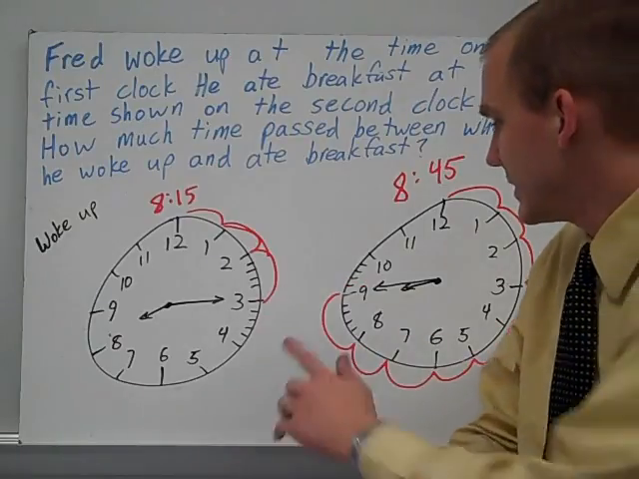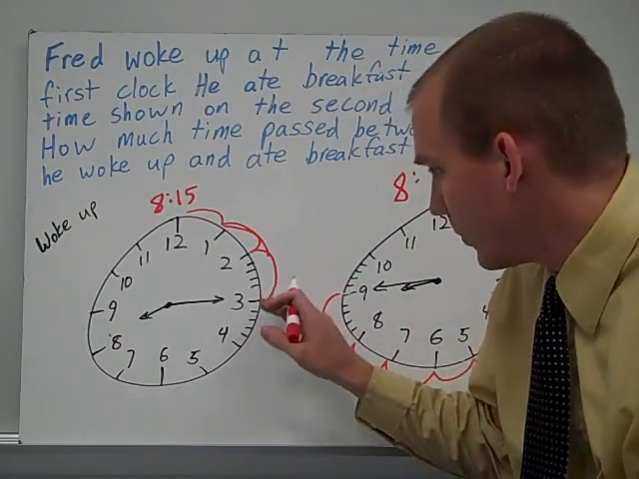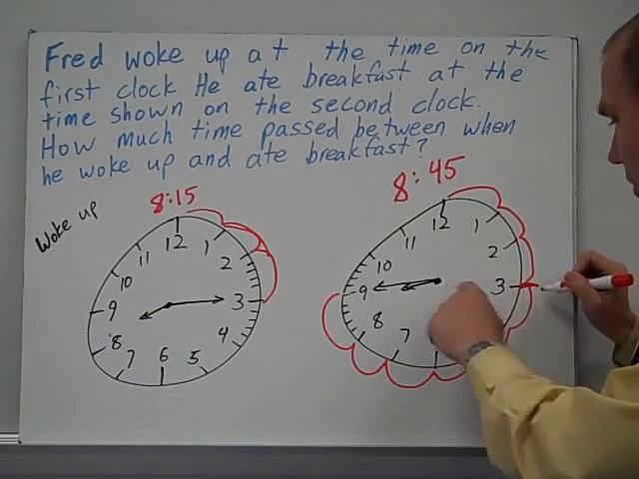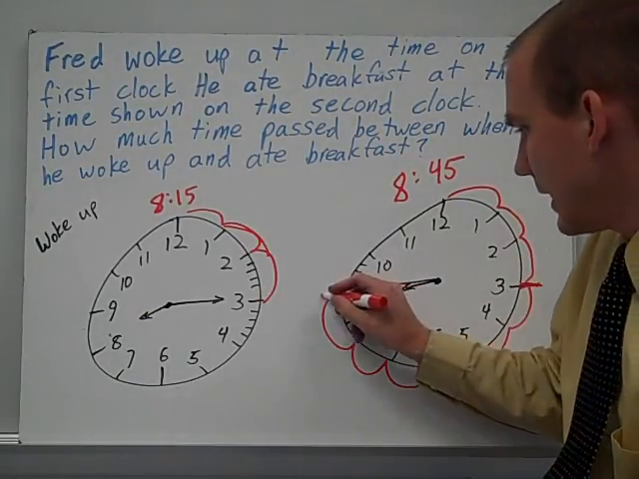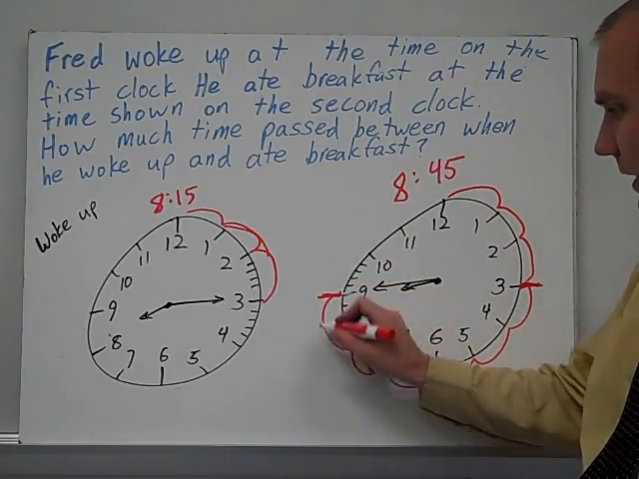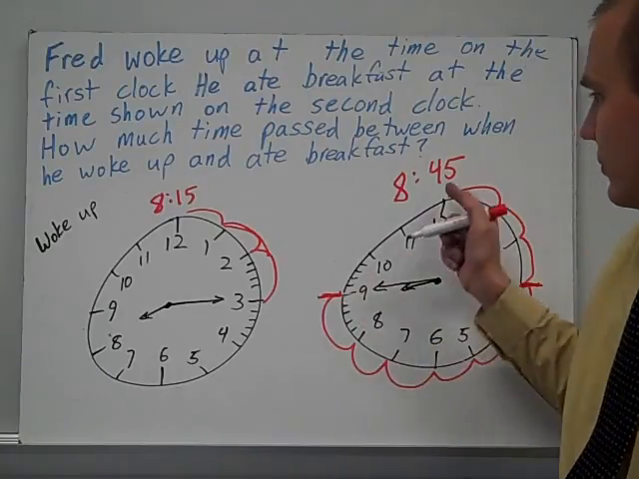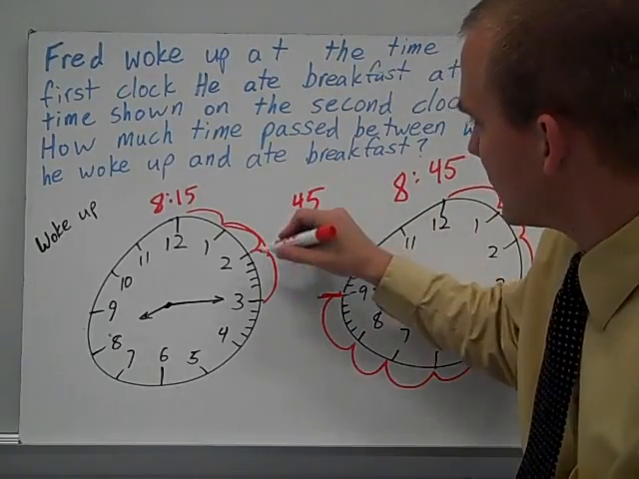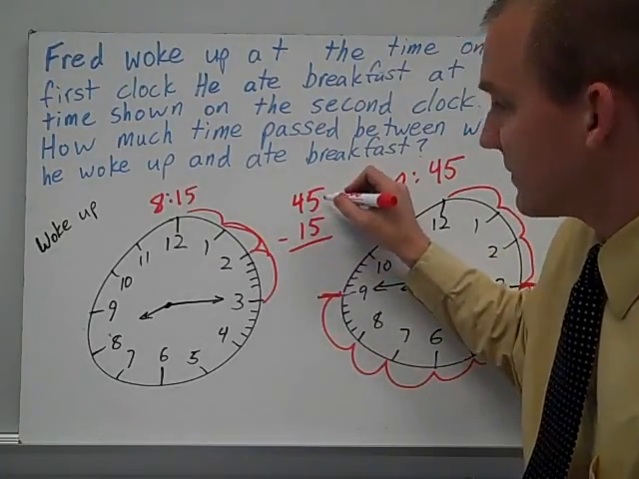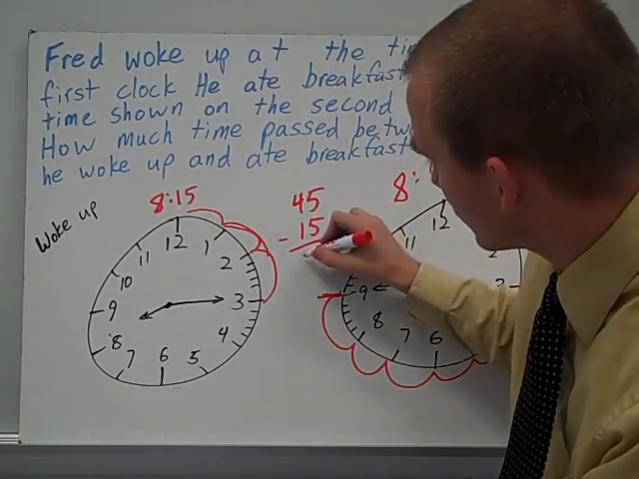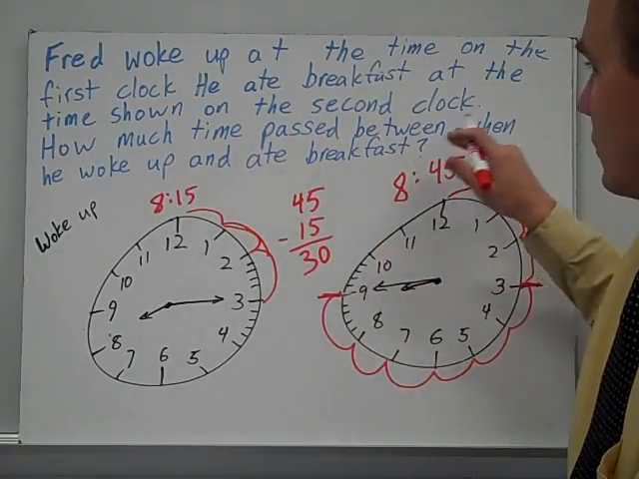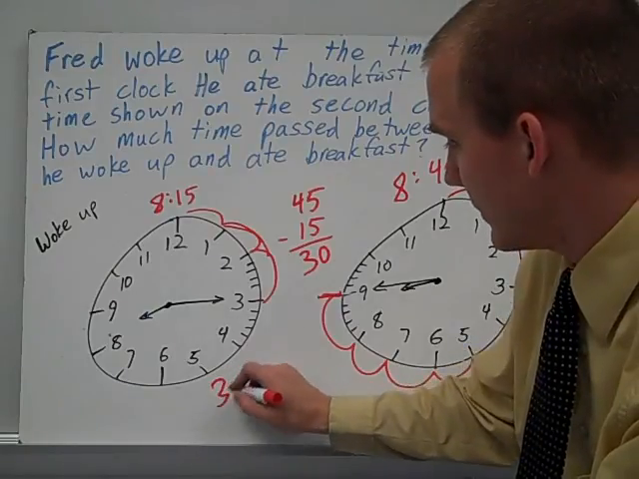A good way to do this is to take one of the clocks and think, the minute hand was pointing here at the 3. How long between the 3 and the 9? Well, 5, 10, 15, 20, 25, 30. You could also just subtract your minutes because you have the same hour. 45 minus 15: 5 minus 5 is 0, 4 minus 1 is 3, so 30. When you're asking how much time passed between when he woke up and ate breakfast, the answer is 30 minutes.